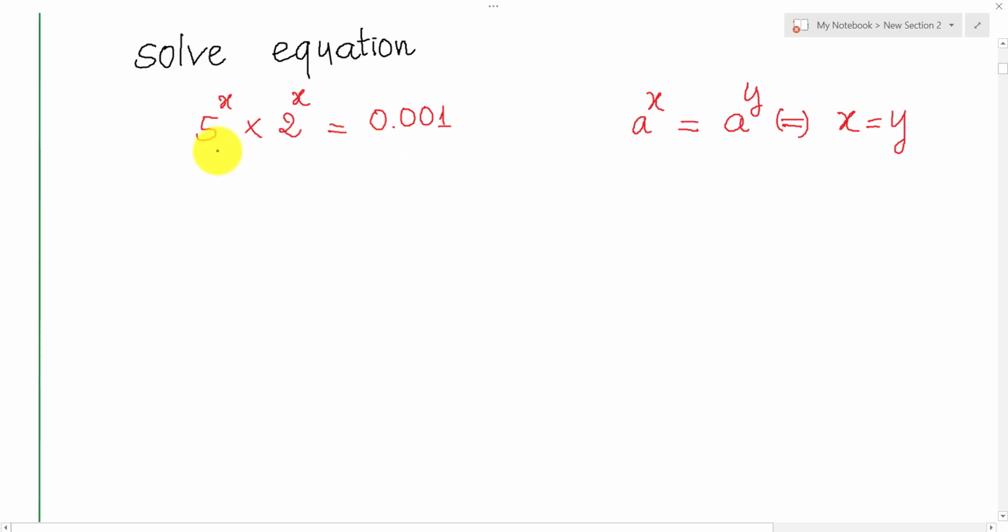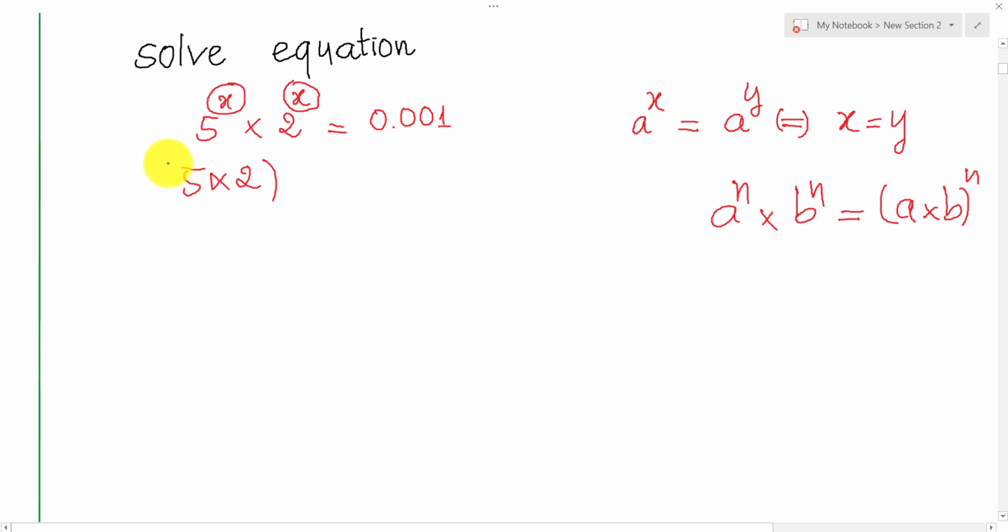We see that we have y to the power 8 multiplied by 2 to the power 8, so this has exponent 8 and this has exponent 8. Now we know the rule: a to the power n multiplied by b to the power n, we can write as a multiplied by b, all to the power n. So this I can write as 5 multiplied by 2, all to the power 8, equal to.